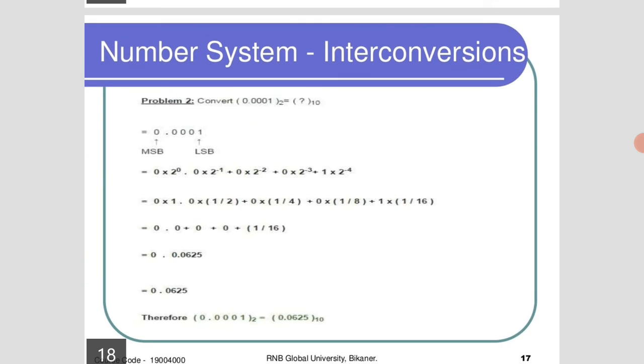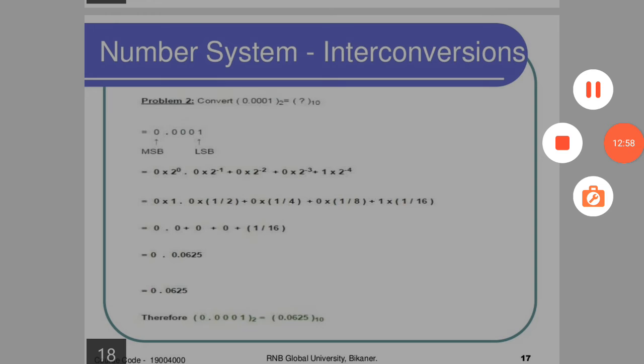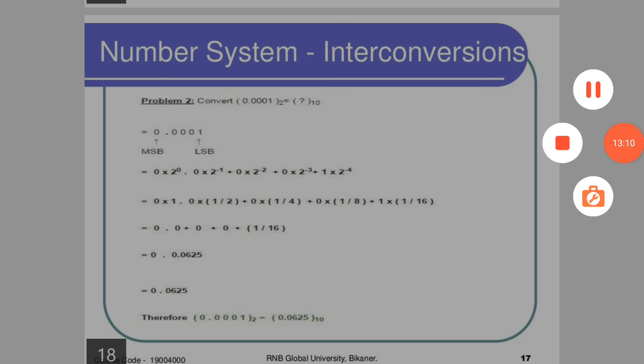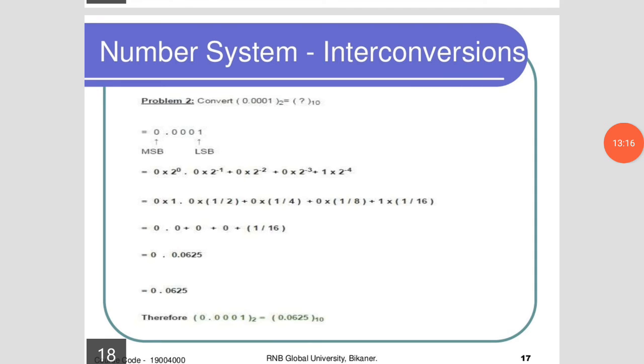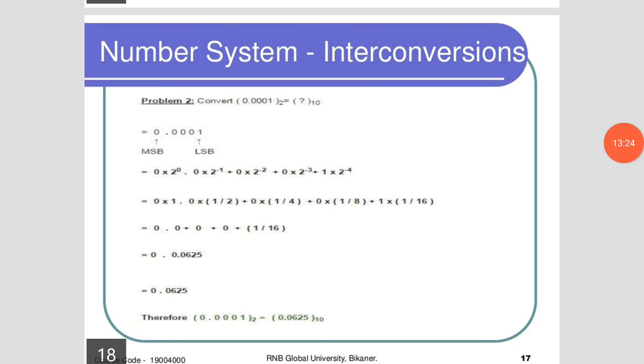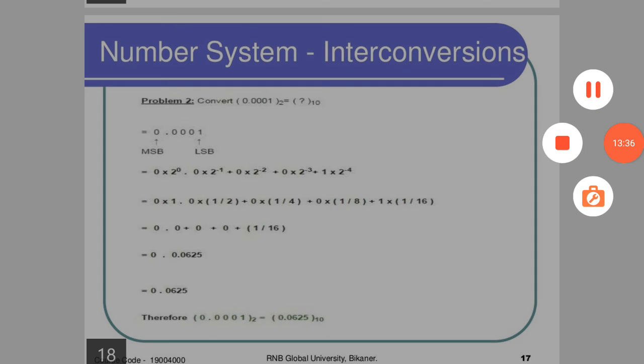In number system interconversion, we see one example: convert 0.0001 binary to decimal. 0 is the MSB and 1 is the LSB. 0 into 2 raised to 0 plus 0 into 2 raised to minus 1 plus 0 into 2 raised to minus 2 plus 0 into 2 raised to minus 3 plus 1 into 2 raised to minus 4. So the conversion of binary into decimal is 0.0625. Therefore 0.0001 binary converted into decimal is 0.0625 to the base 10.